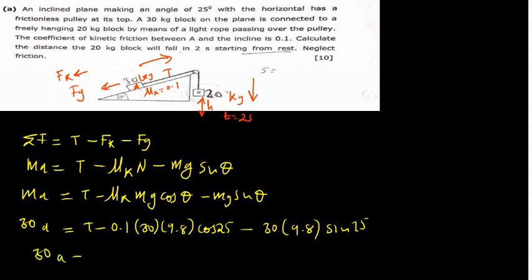30A is going to be equal to T minus, so we've got 0.1 multiplied by 30 and then multiplied by 9.8. We have got cos 25, and that is going to give us 26.645. We've got minus 30 multiplied by 9.8 multiplied by sin 25, which is 124.25.